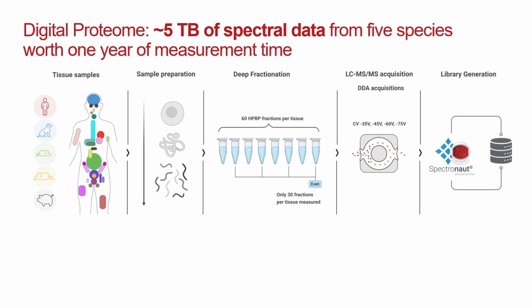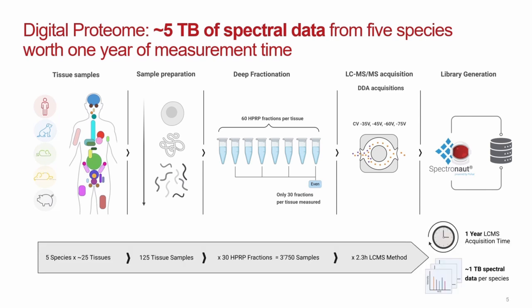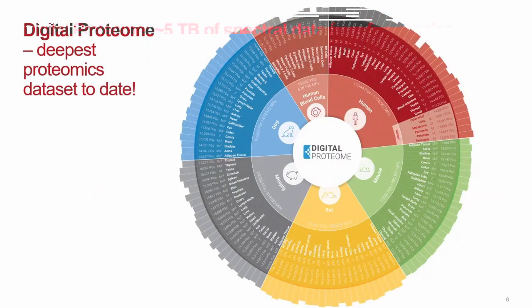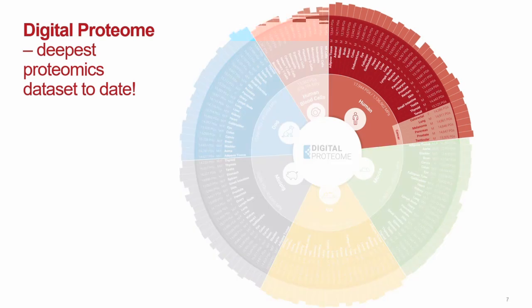And now I would like to give you some numbers. We have 5 species times 25 tissues. That leads to 125 tissue samples. After fractionation, we ended up with almost 4,000 samples. And by using a 2.3-hour LC-MS method, one mass spec was basically running for more than a year. And we ended up with roughly 5 terabytes of spectral data. So now I'm happy to present you the digital proteome. Let me guide you through.